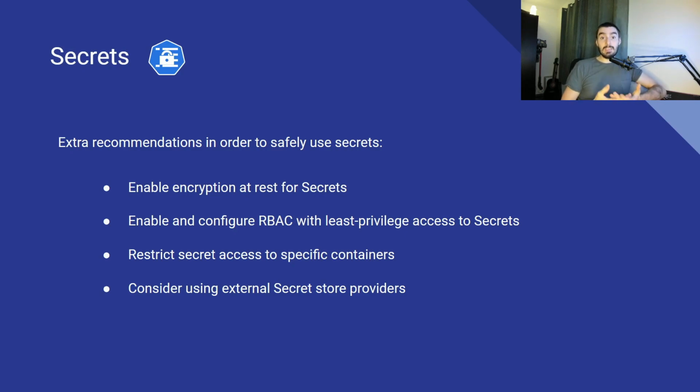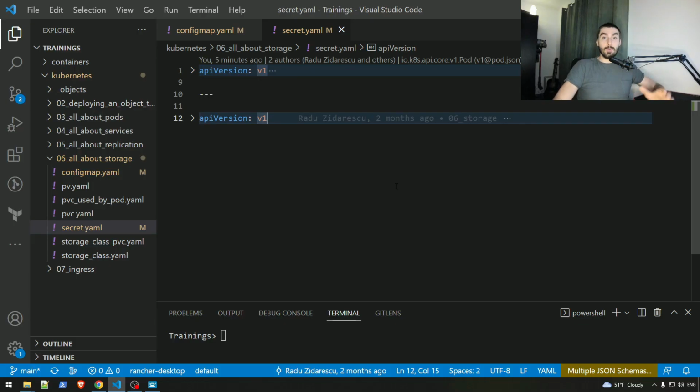Instead of using base64 encryption, which is quite average to be honest, you can use a better encryption mechanism. So having said that, let's move on to the demo and use secrets in action to see what they're all about. And we're back in VS Code.